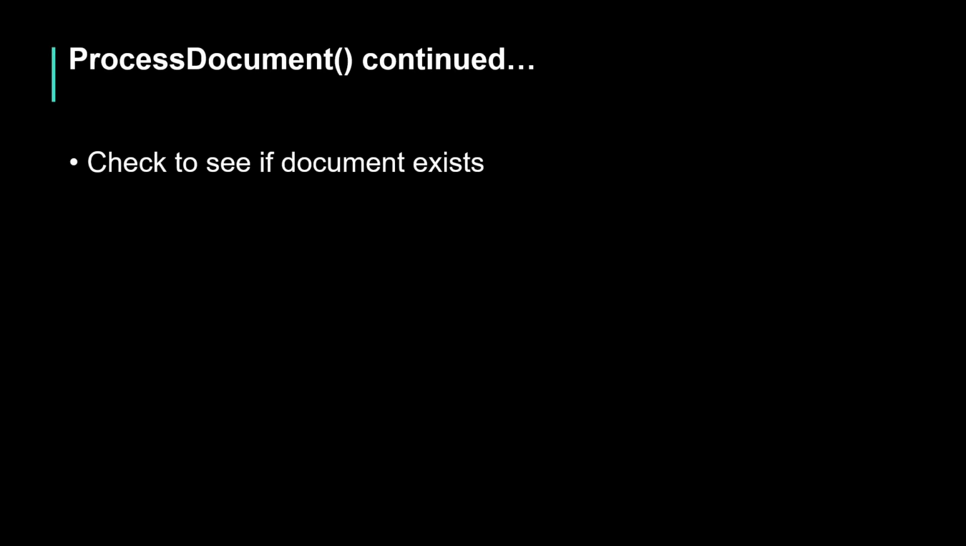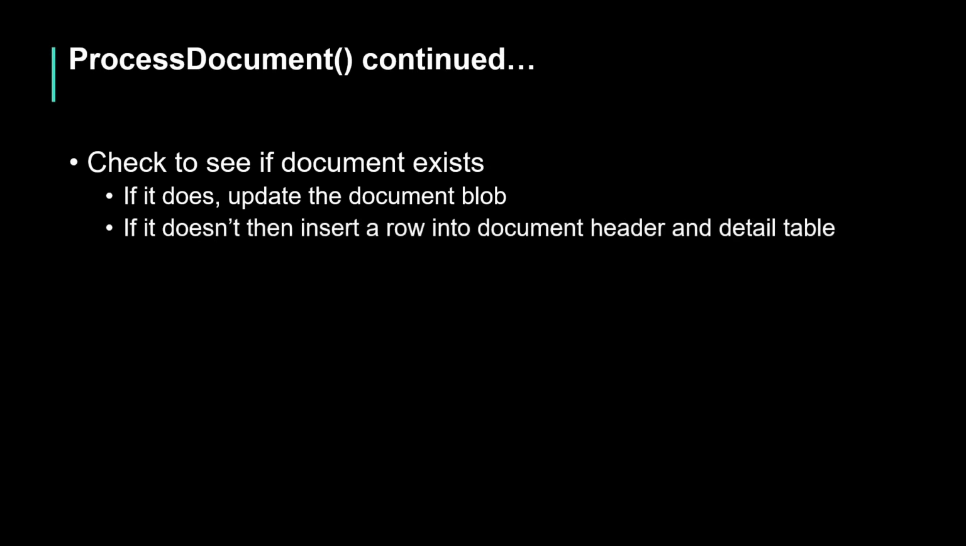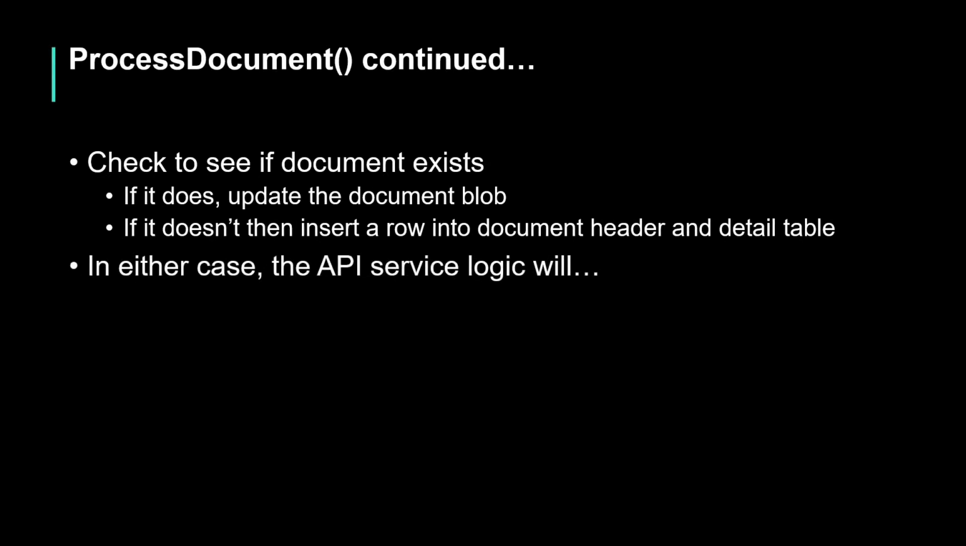Part of that process, in all that interaction between the controller and the service methods, ultimately it's going to check to see if a document exists. If it does, it will update the blob in the database. If it does not exist, then it will insert a row into the document header and the detail table. So in this particular case, with this client, they have a master and detail relationship in their documents, so it became necessary to do a check like that.